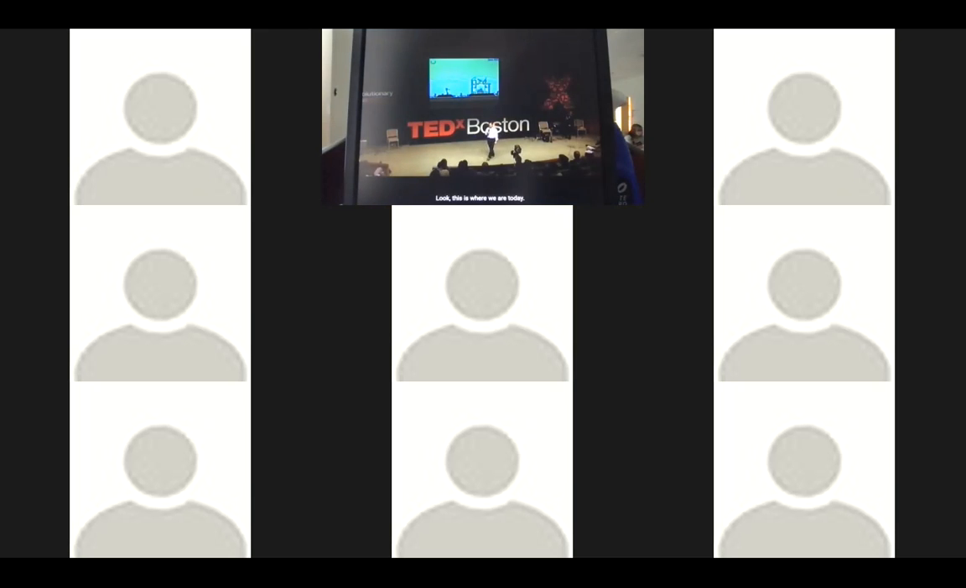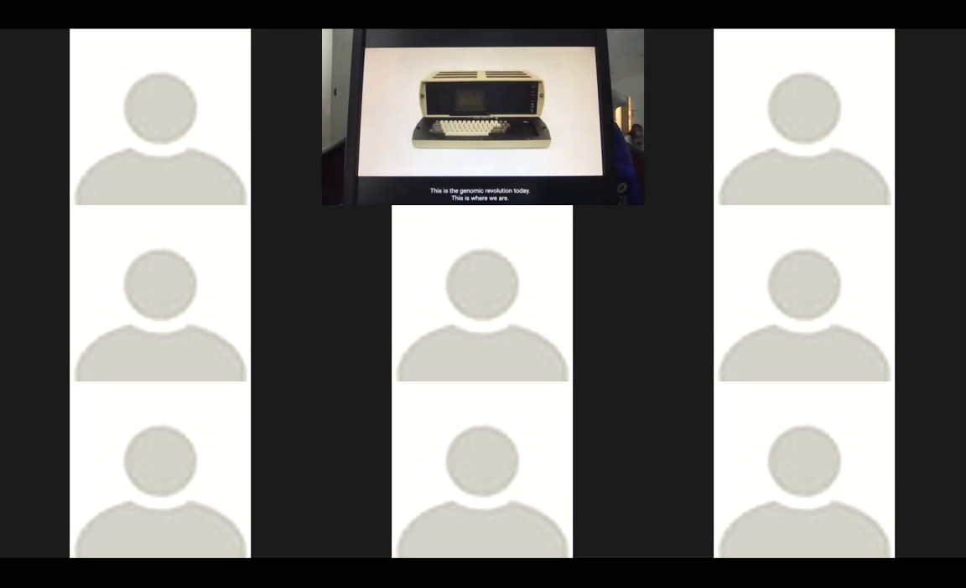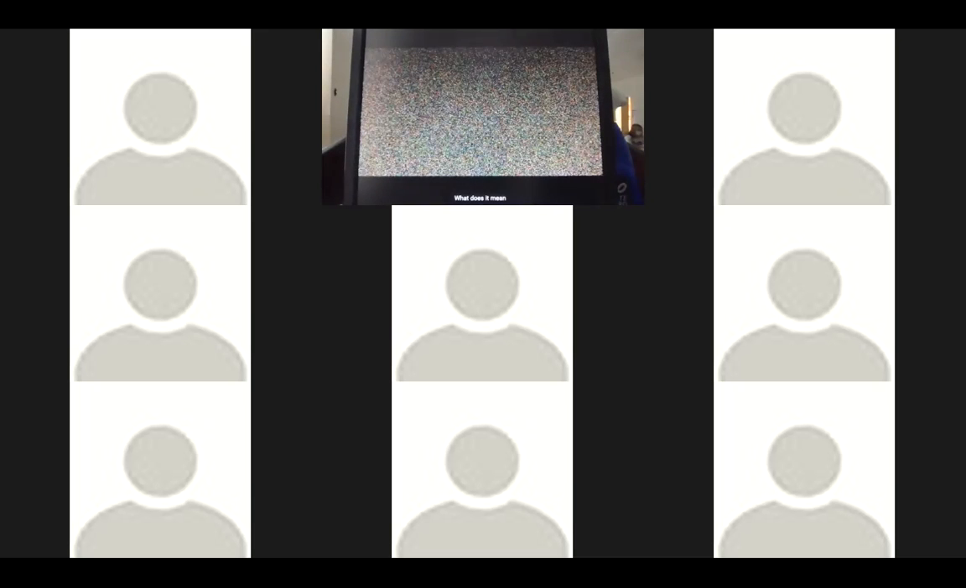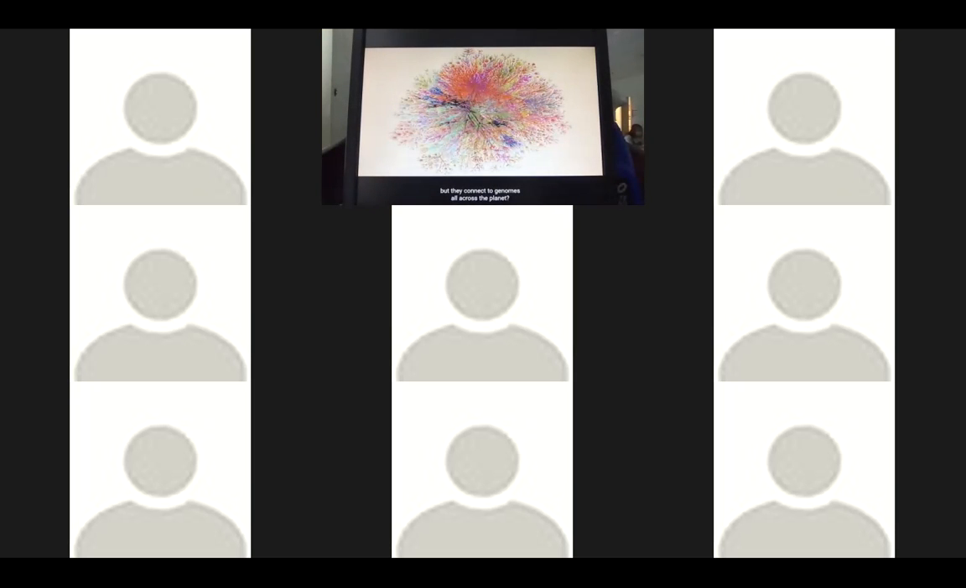Look, this is where we are today. This is the genomic revolution today. This is where we are, okay? So what I'd like you to consider is what does it mean when these dots don't represent the individual bases of your genome, but the connected genomes all across the planet?